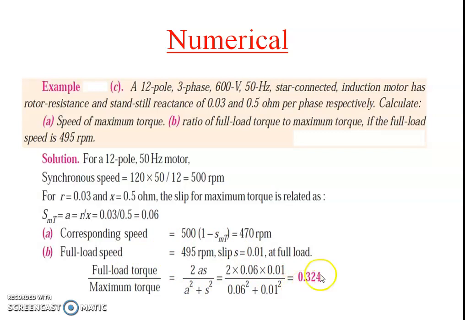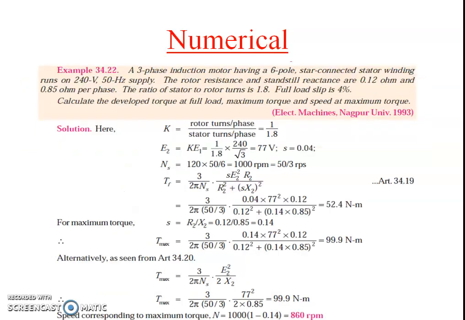Such type of example is mostly asked for 4 marks, or sometimes it may be asked for 8 marks. If they have given only 2 conditions, the question may be asked for 4 marks. If they have given more than 2, or 3 or 4, it may be asked for 8 marks. Again, we will see the next example.